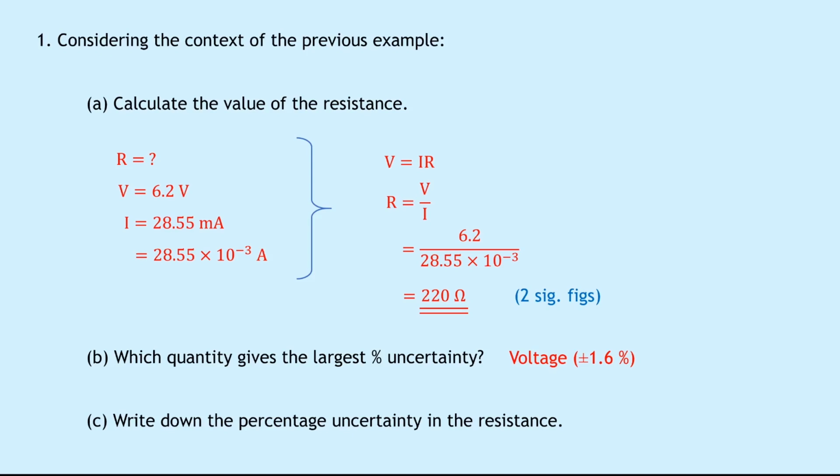And part C says write down the percentage uncertainty in the resistance. Now the resistance here is the value that we've calculated. So we're going to have to do combination uncertainties here.